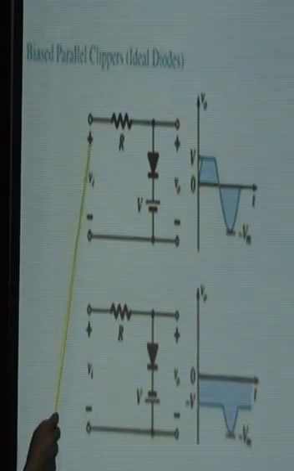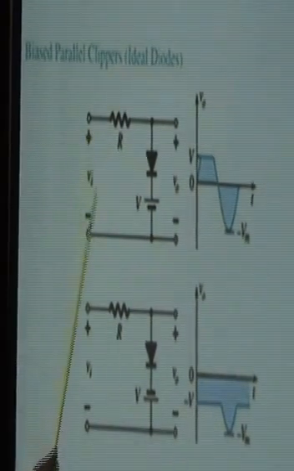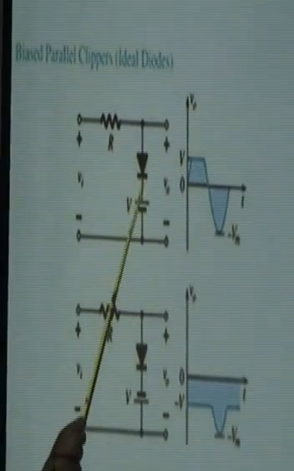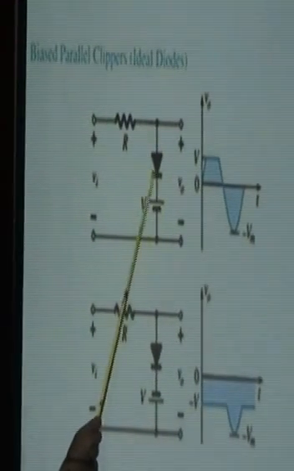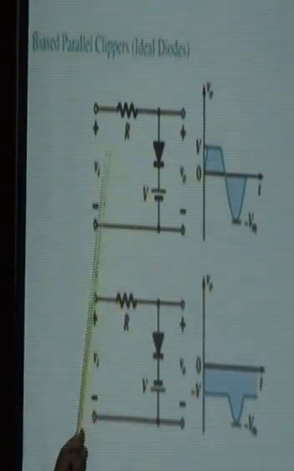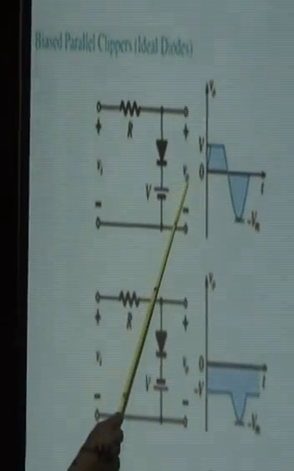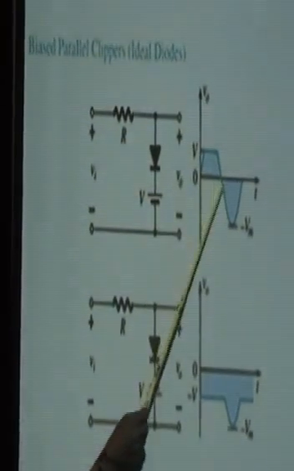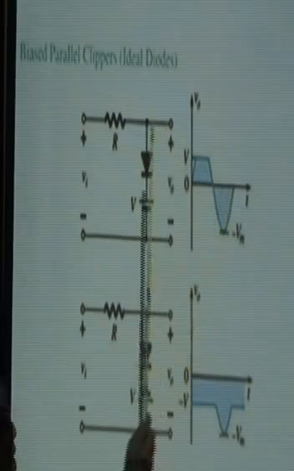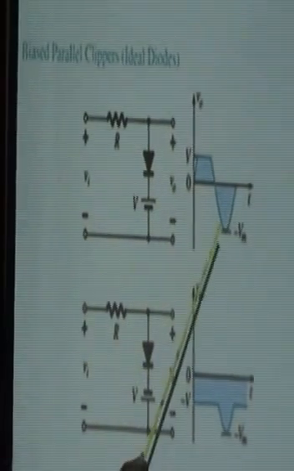While for the negative half cycle, positive is here, negative is here. Here we see that the diode acts as an open switch, and if the diode acts as an open switch, nothing happens, whether V is attached or not. Vi directly appears at V0, and we find that the waveform similarly appears, minus Vm for the negative half cycle.